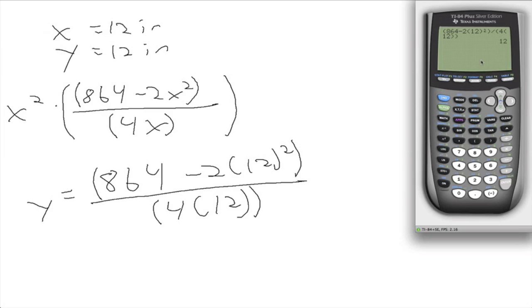2. Okay. 864 minus 2 times 12 squared, close parentheses, divided by 4. I get 12.